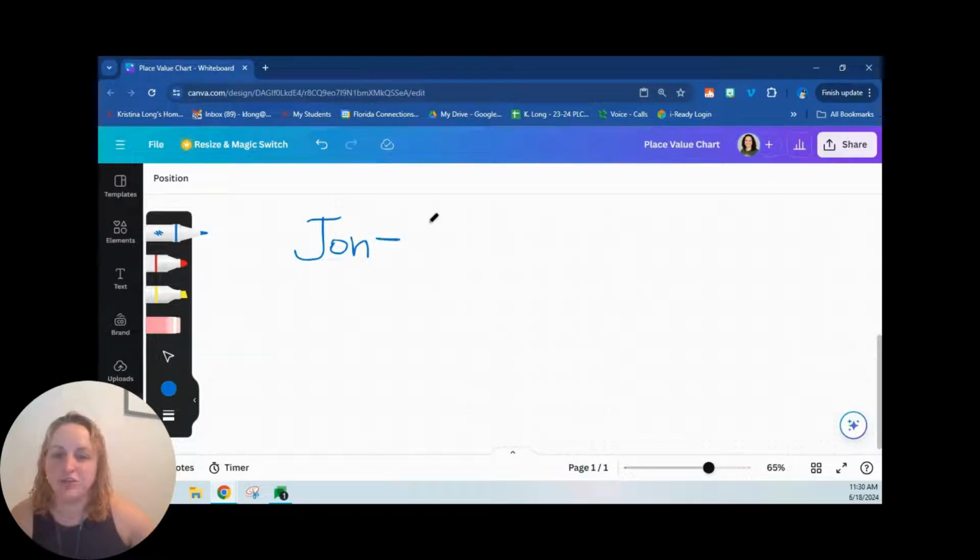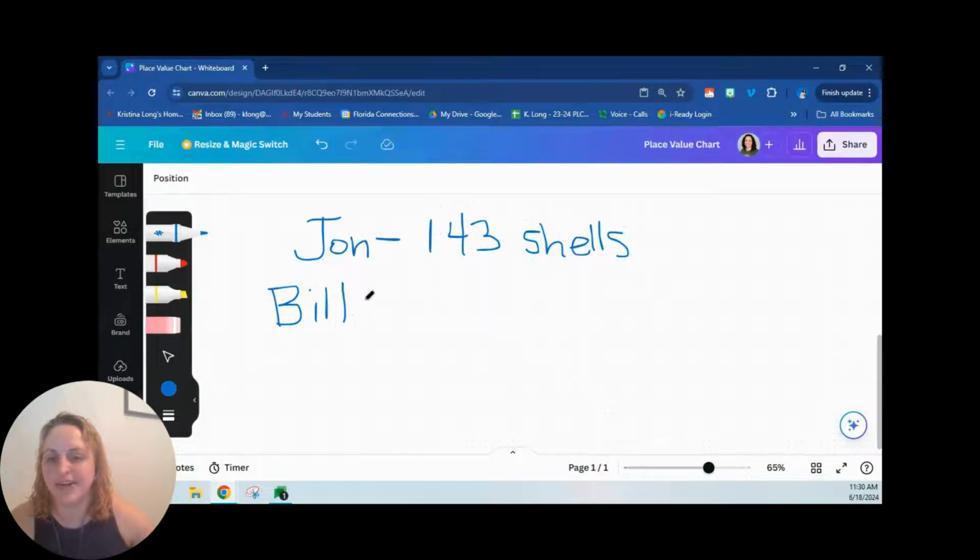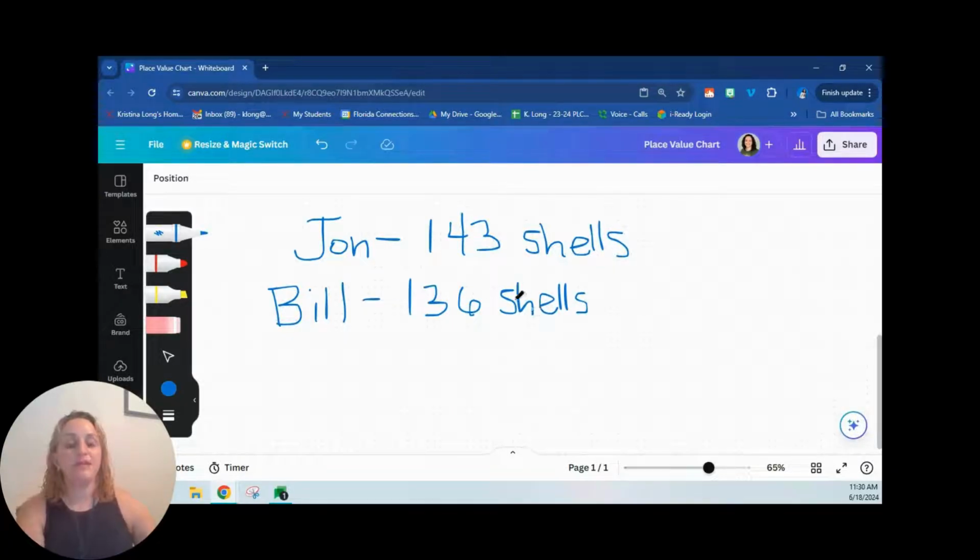So let's say John found 143 shells at the beach. Okay, so John found 143 shells at the beach. And Bill, I'm trying to write easy names that I can write with my mouse really easily, found 136 shells. All right. How many times greater is the value of the 3 in Bill's number than the value of the 3 in John's number?